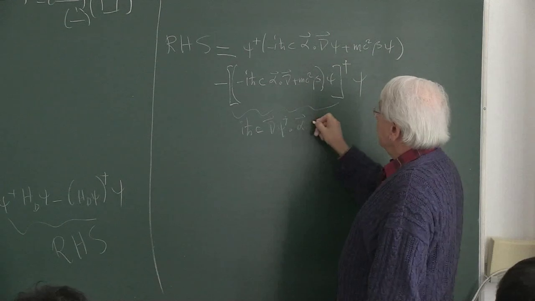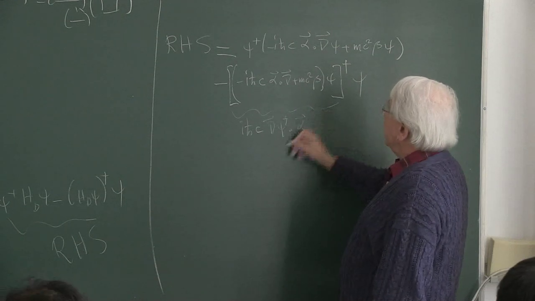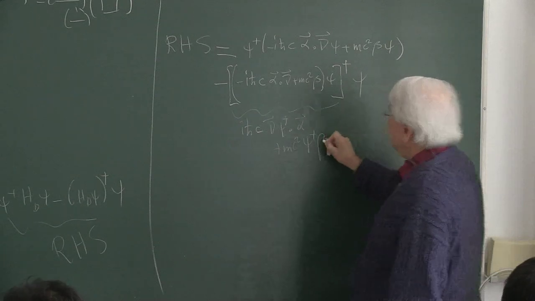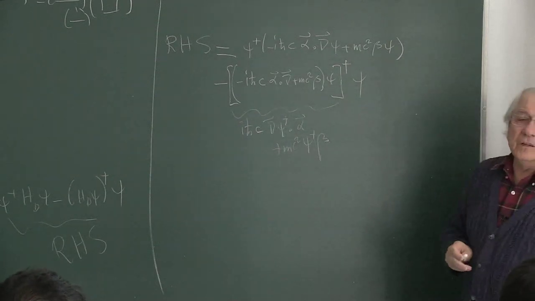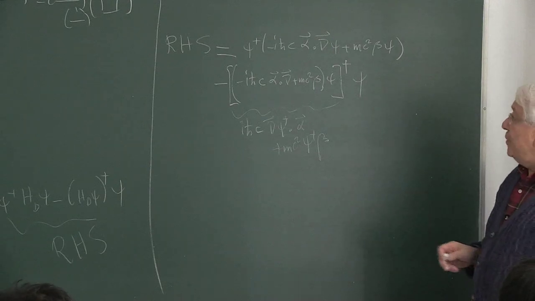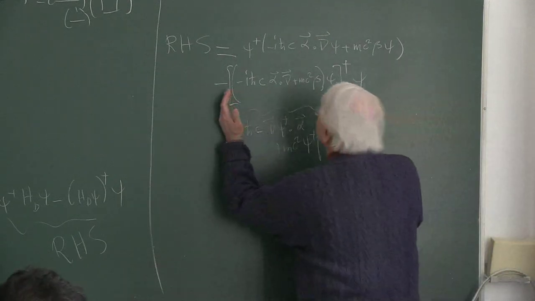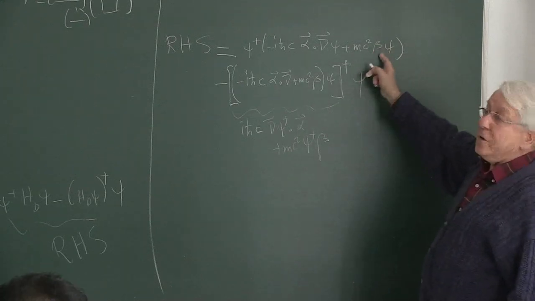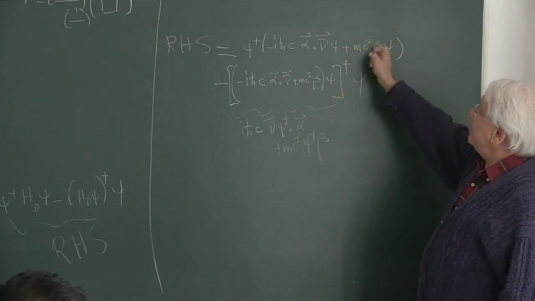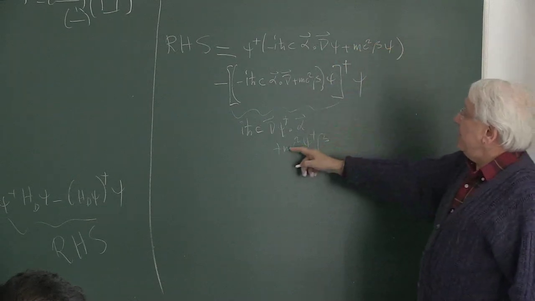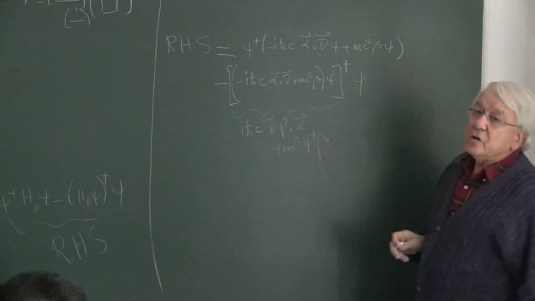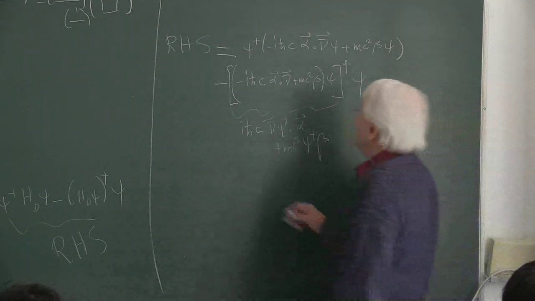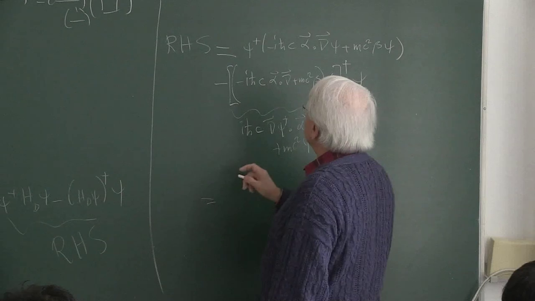That's the inside expression. Plus mc squared psi dagger beta. Beta is Hermitian, therefore I didn't put any dagger on it. So this is this block. So I can focus on the beta terms. Notice that mc squared psi dagger beta psi, mc squared psi dagger beta psi. So those beta terms cancel automatically. And what is left over is the following.